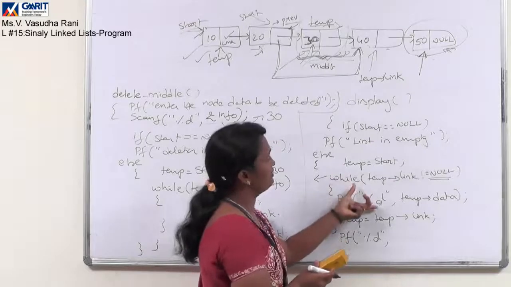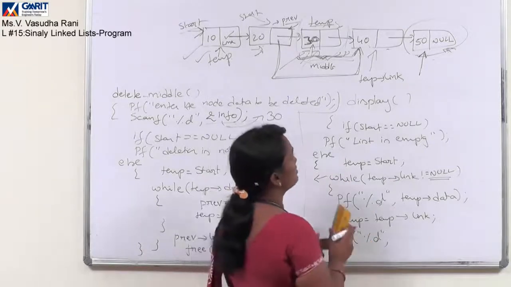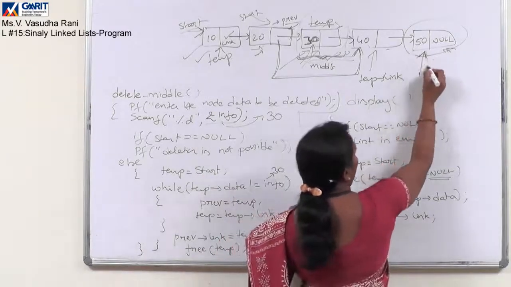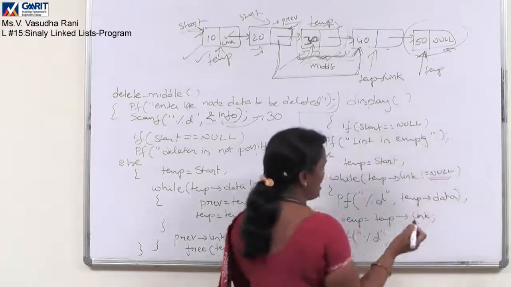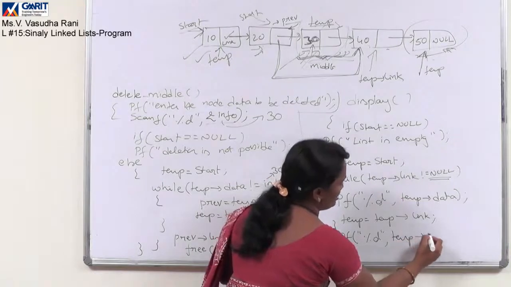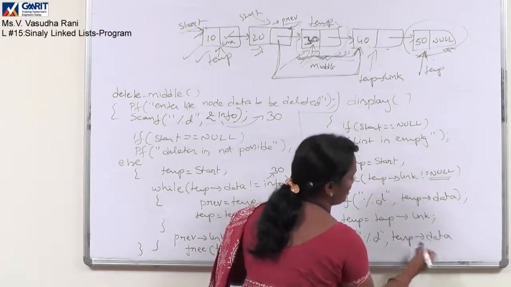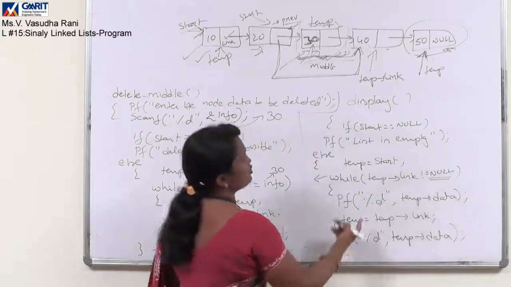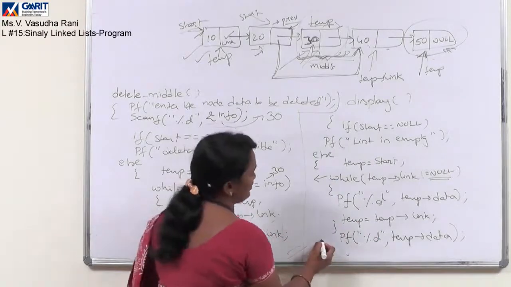Once this loop is finished, control comes out. At that time your temp refers to the last node. So by writing this printf statement, temp data, the last node's data also gets displayed.